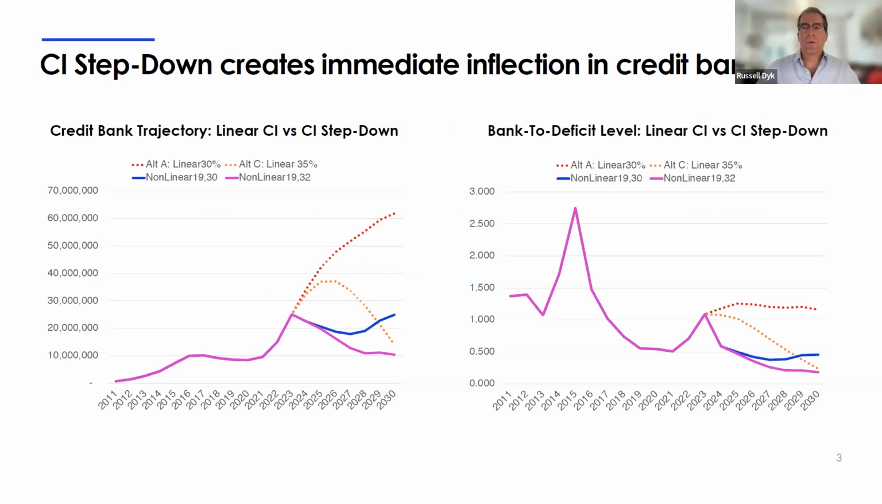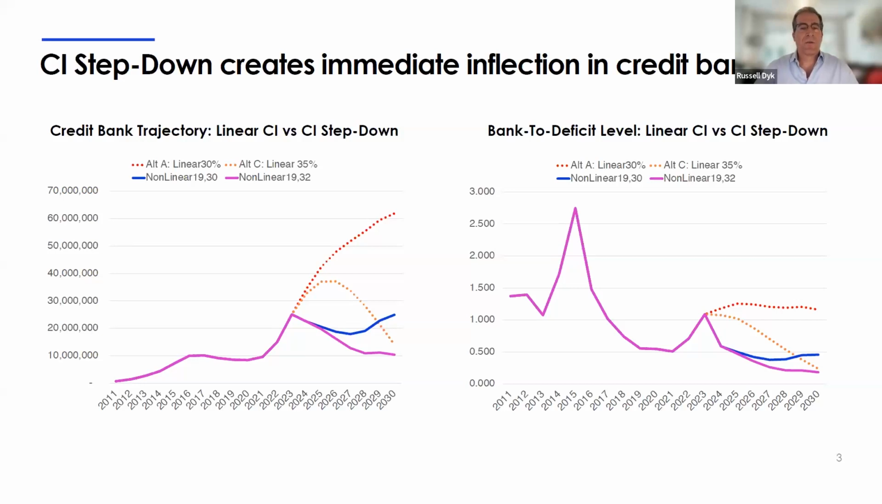So there are two graphs on this slide that present 4 scenarios based on 2 different metrics. The graph on the left presents these scenarios in terms of the absolute level of the credit bank. And the graph on the right presents these 4 scenarios in terms of the relative level of the credit bank. So that's the credit bank adjusted for annual deficits.